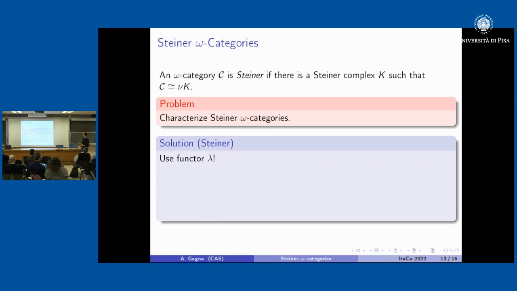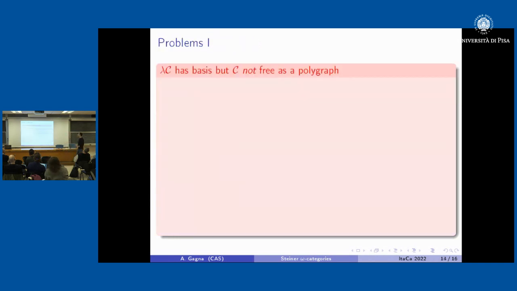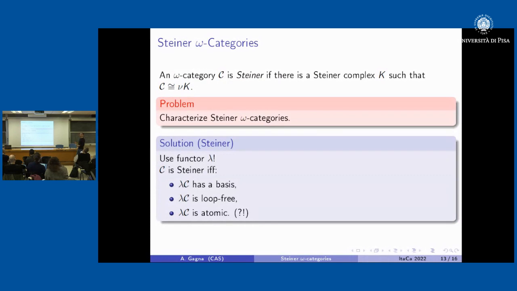Just the definition is a bit awkward: C is in the image of some Steiner complex if its lambda is a basis, its lambda is loop-free, its lambda is atomic, which is a weird definition. It is a kind of unitality, but at each level, which is very complex to check. So with other collaborators, we wanted to understand this better and give properties only dependent on C.